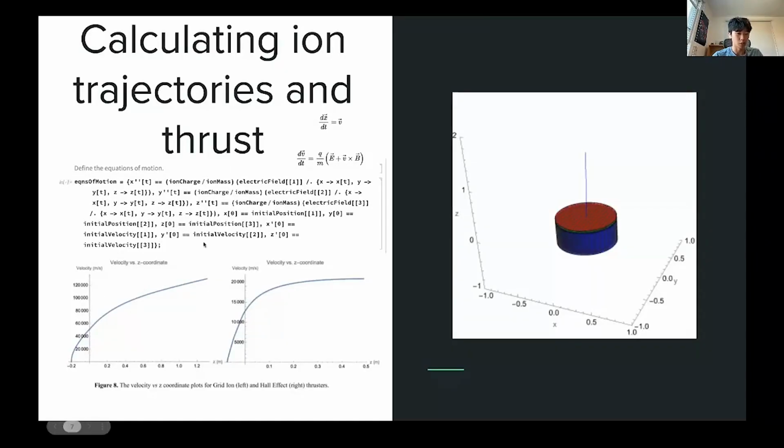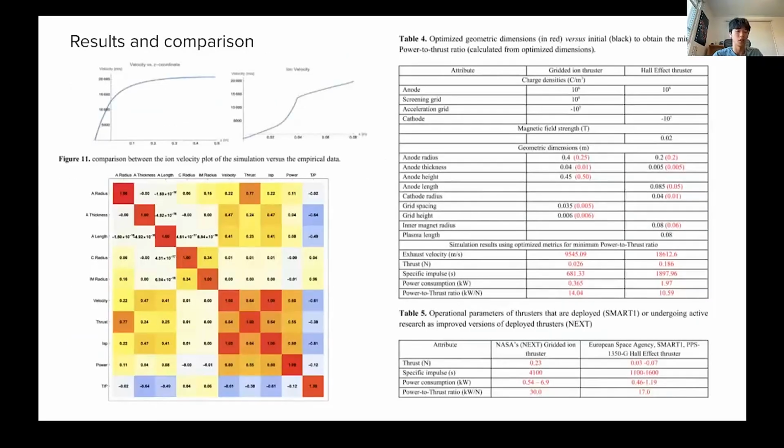And here are some graphs. This was for the gridded ion thrusters on the left. It's able to go up to 120 kilometers per second, and the Hall effect thruster on the right goes up to about 20 kilometers per second. So like I said, Hall effect thrusters have lower exhaust velocities.